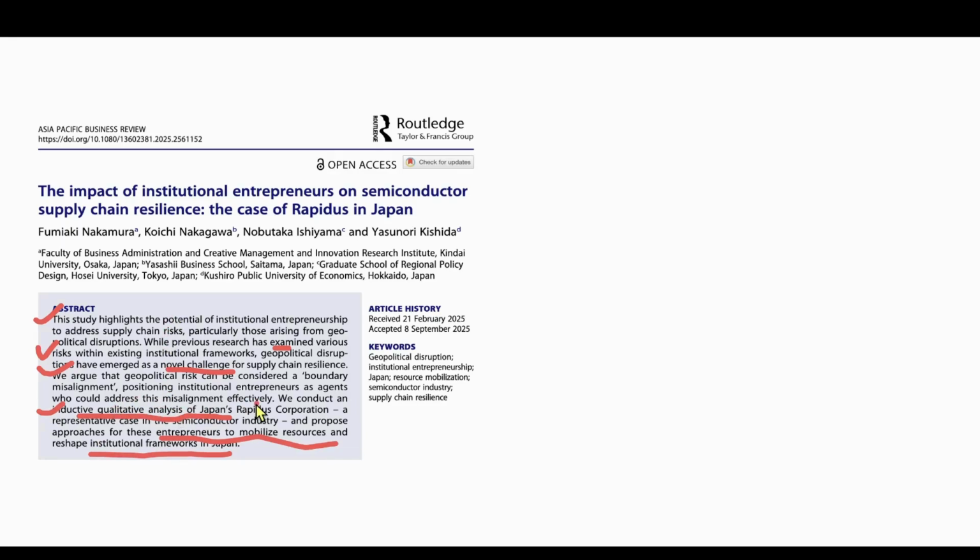Please note, sometimes they might not be highlighting findings majorly, because sometimes the findings are such that it is a representative case in the semiconductor industry, right? So we have to read this paper further, but in brief they have highlighted what they have done, especially in terms of findings. So in findings they are connecting with the value and originality of the article, that is how it is going to impact. So it is going to help the entrepreneurs to mobilize resources and reshape institutional frameworks in Japan.